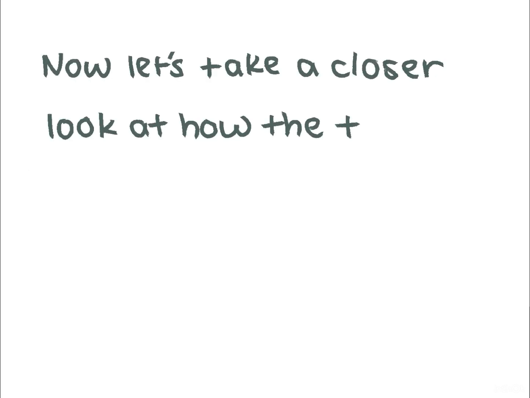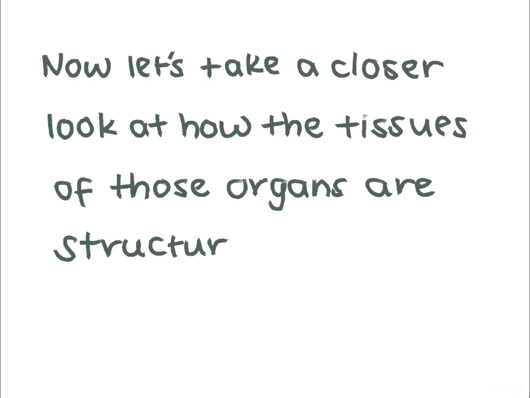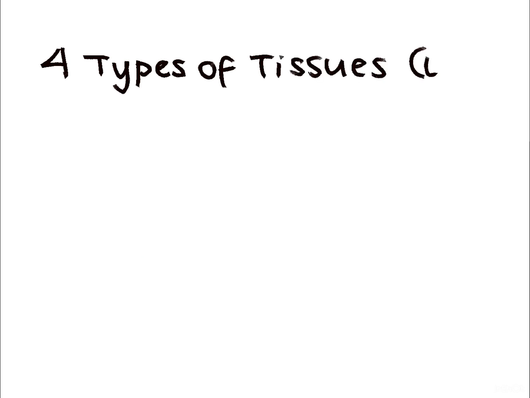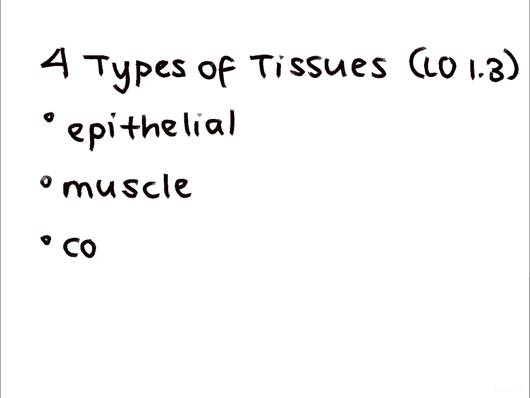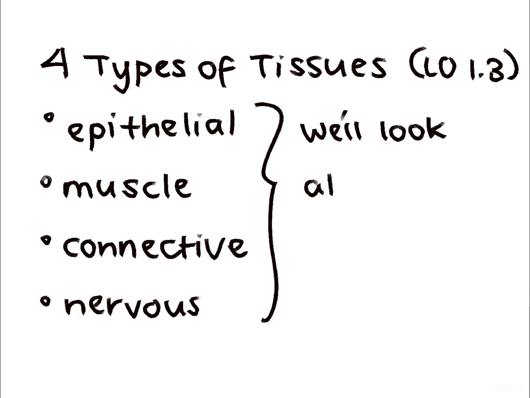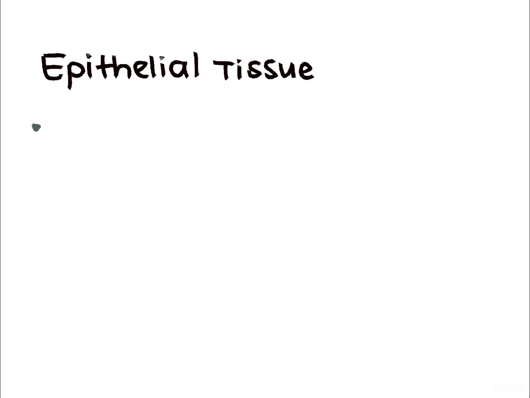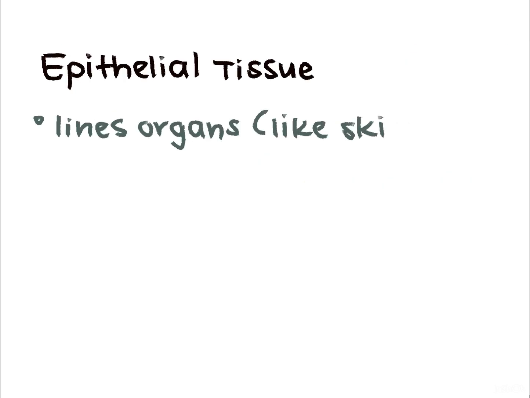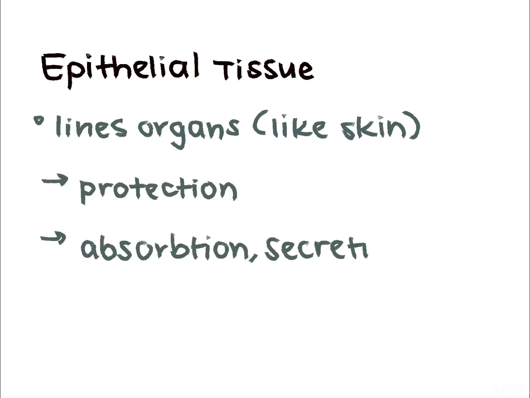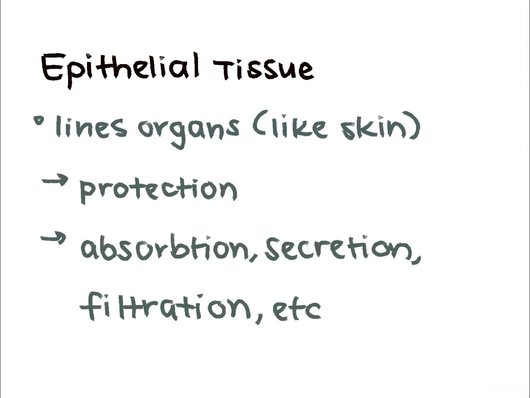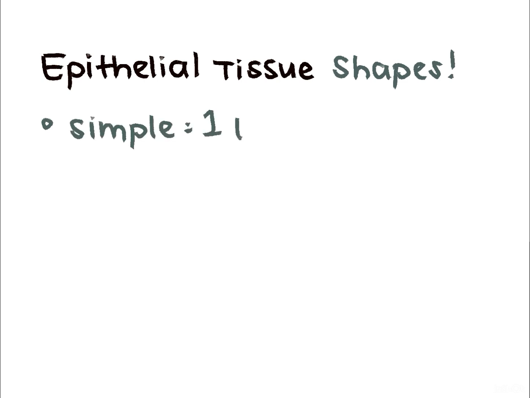Now let's take a closer look at how the tissues of those organs are structured. There are four types of tissues: epithelial, muscle, connective, and nervous tissues. We'll look at their structure and function. So the epithelial tissue lines organs, it's kind of like skin, and it protects, absorbs, secretes, and also filters. Epithelial tissue has many shapes.